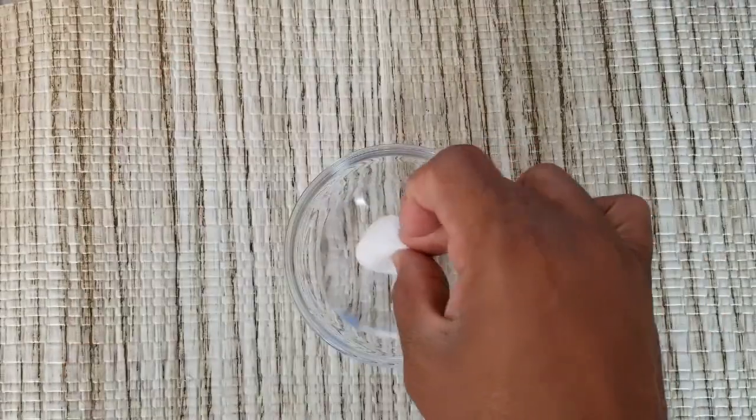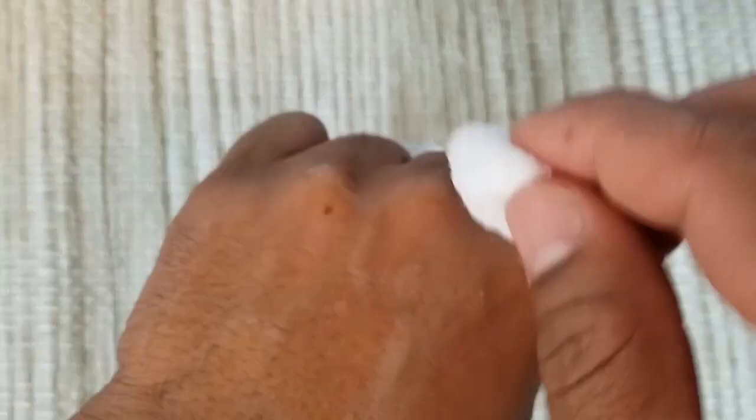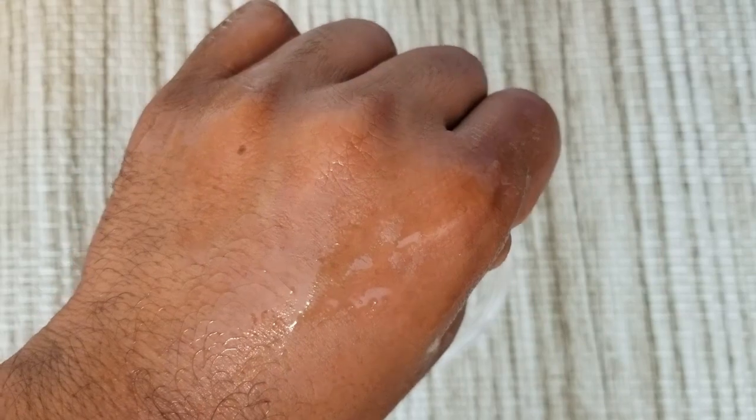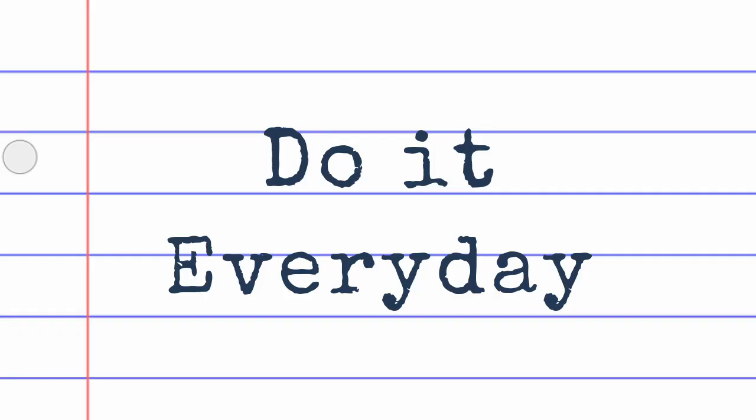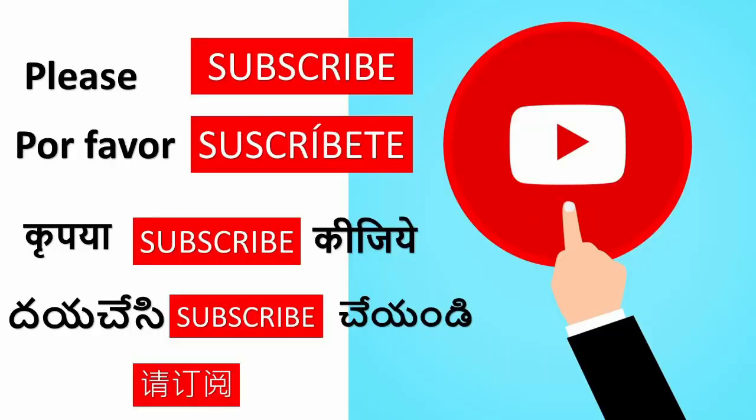Now, with the help of cotton, apply this all over the face or affected area. Leave it on for 15 minutes and wash away with fresh water. Do it every day. The antibacterial properties in the tea tree oil help in treating acne quickly. Also, try to use a face wash which contains tea tree oil.